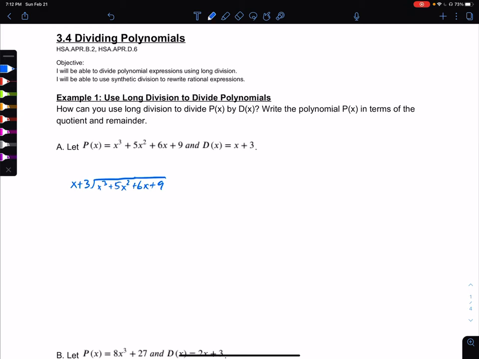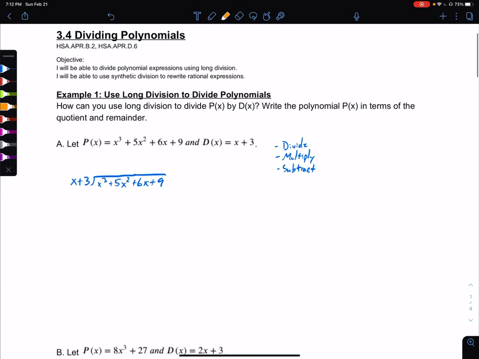The next part of this process is you're going to follow these steps. You're going to divide, multiply, and then subtract, and you're just going to repeat that until the process is complete. Again, you'll just divide, multiply, subtract. You might do it 2, 3, 4 times. It'll depend on the length of the problem. The first thing you're going to do is divide leading term by leading term. So we're going to take our x cubed and we're going to divide by x.